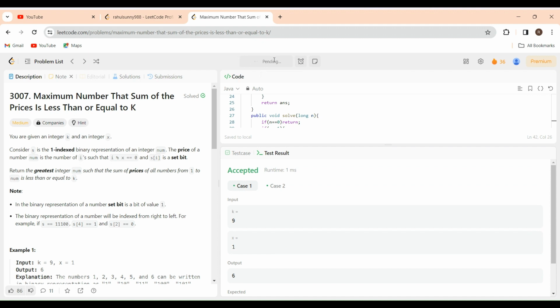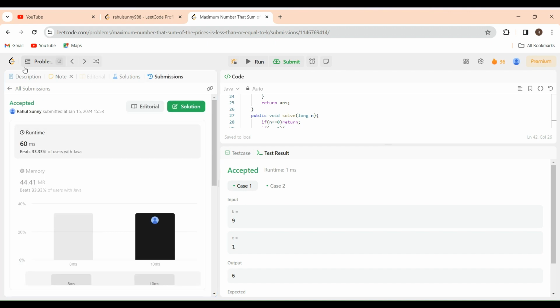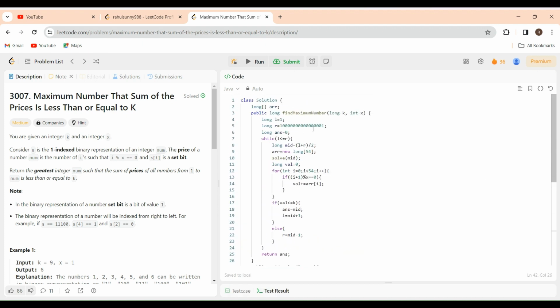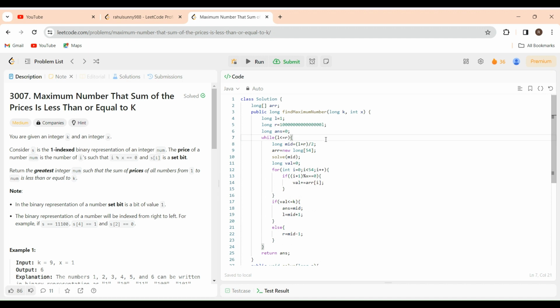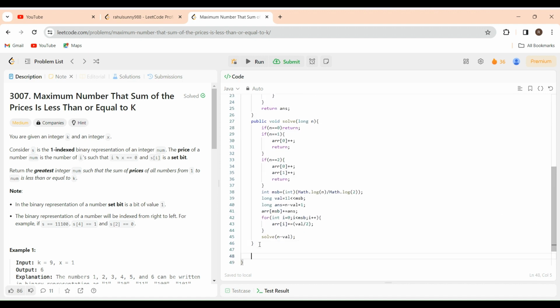So if I try to submit it, it is an accepted solution, right? So now we will analyze the time complexity of the solution. For doing binary search here, it will be log n, right? For binary search, it will be log n.